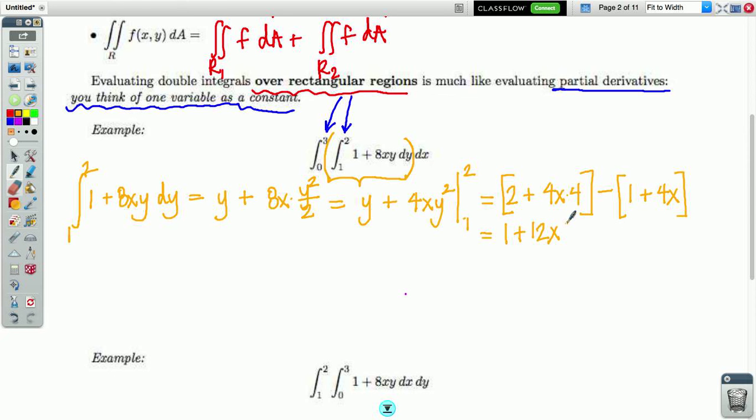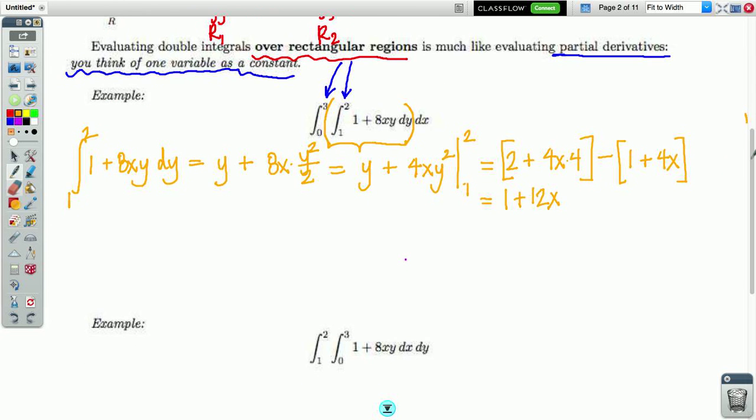And let me just look at my scratch paper because I messed this up on the first attempt at this video and didn't distribute the negative like a rookie. So, okay, so that's what we should get, 1 plus 12x.